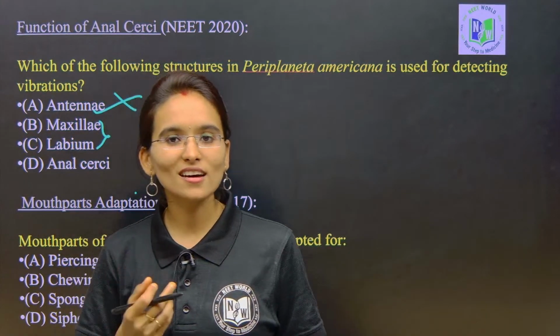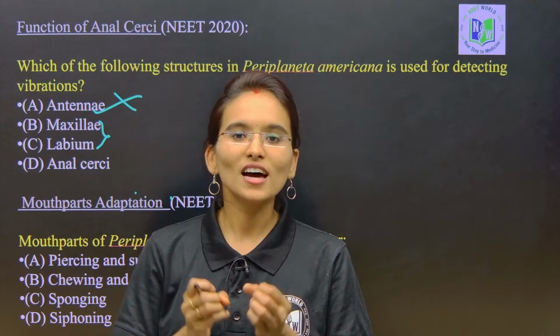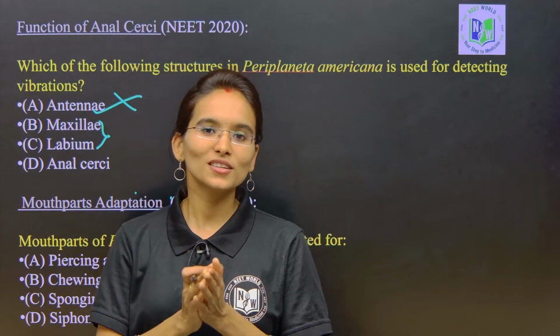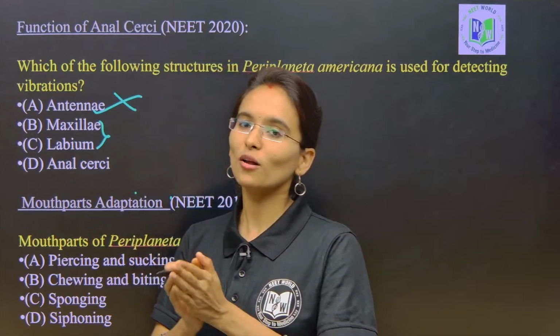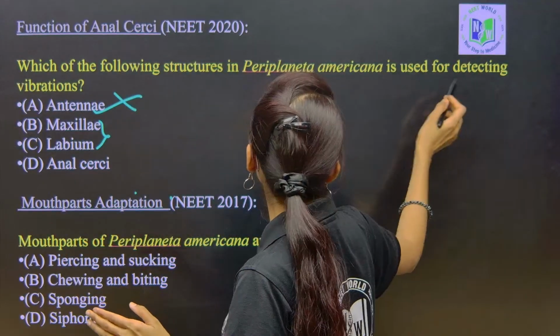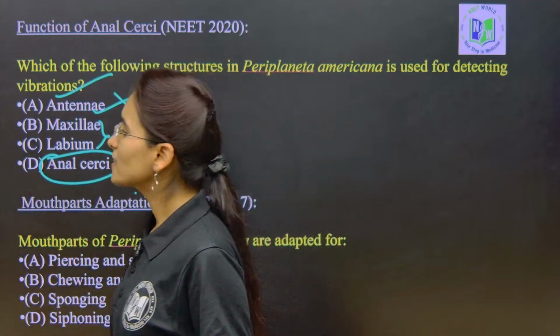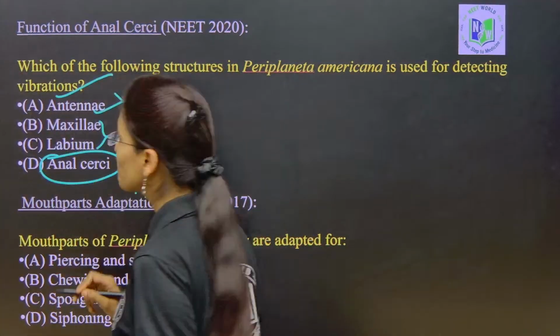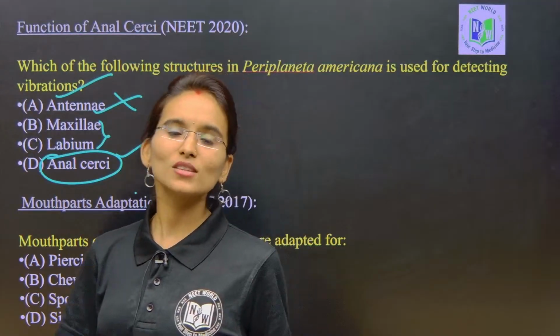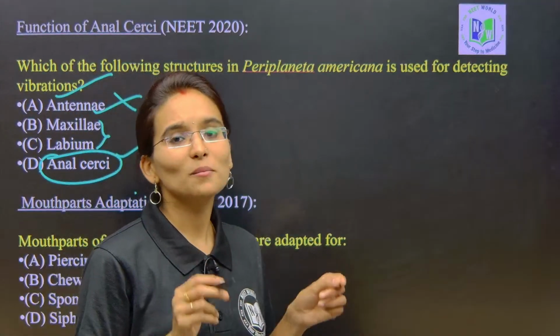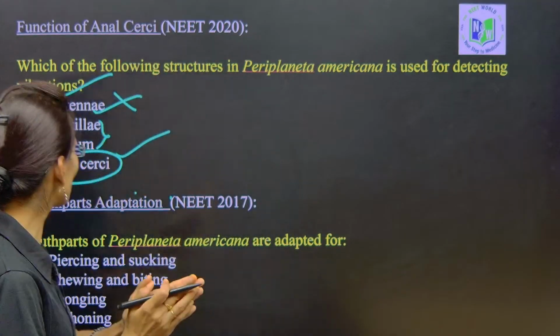Okay, so these are involved in collecting the food, and these are involved in biting and chewing the food. But no involvement in the detection of vibrations. So the last option D is anal cerci, which is used in the detection of vibrations. So these are present in the 10th segment in the cockroach, right?